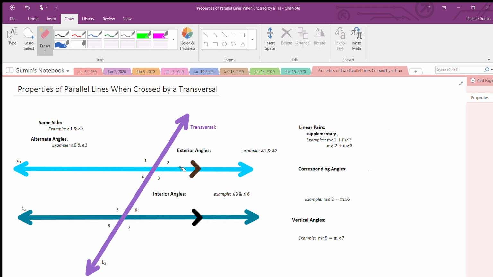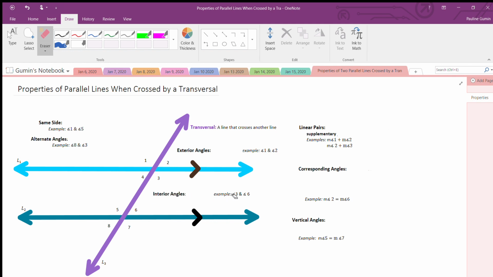The purple line is a transversal. A transversal is a line that crosses another line. Well, there's this slanty line, and it's crossing two parallel lines. It's creating some properties. First of all, it's creating exterior angles and interior angles. You can kind of tell by the names, but I do have some examples for you to determine what they mean.